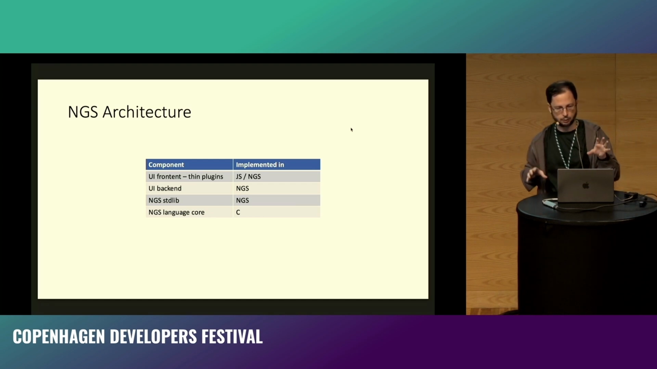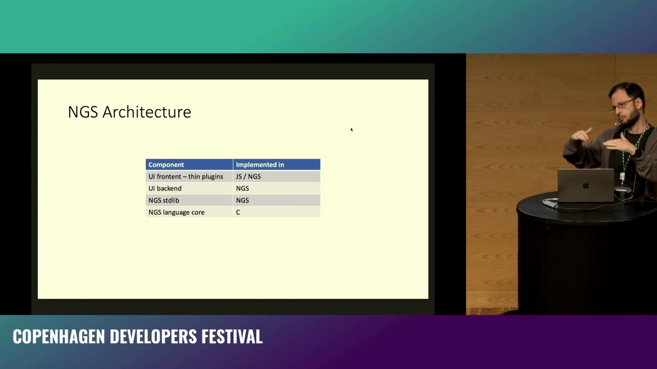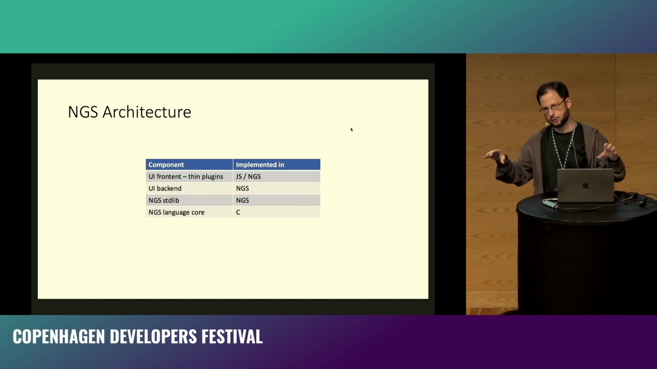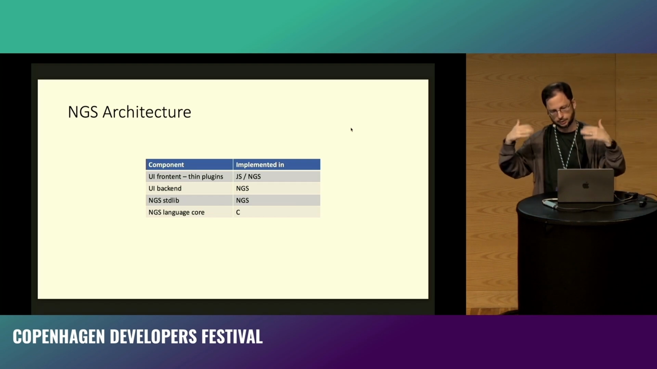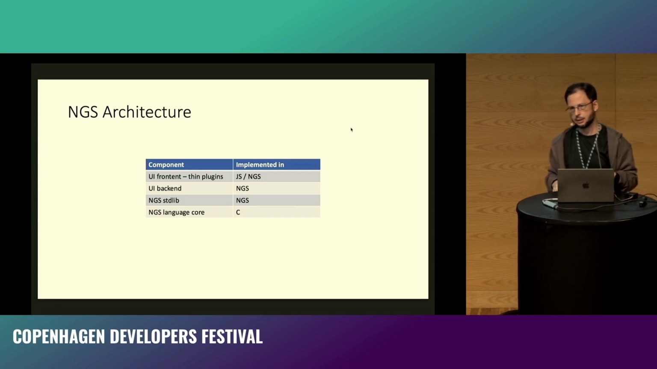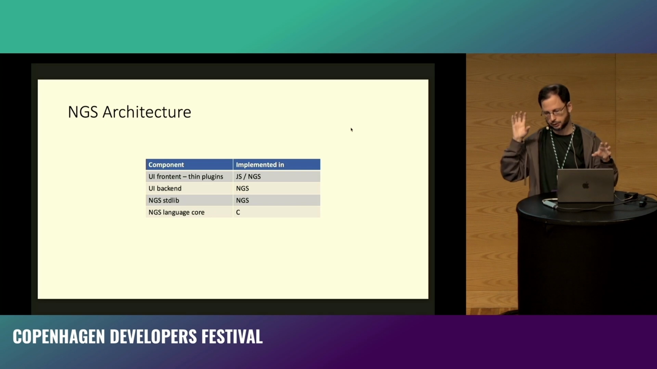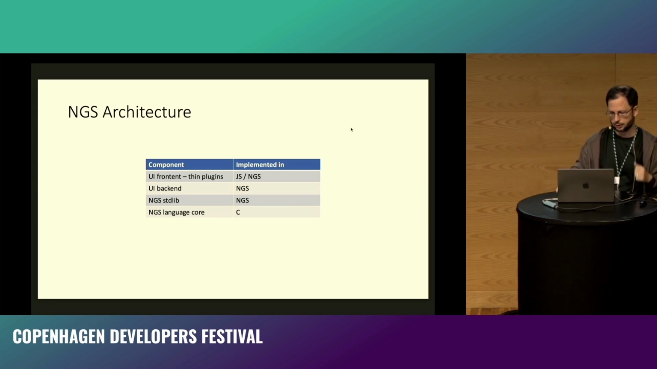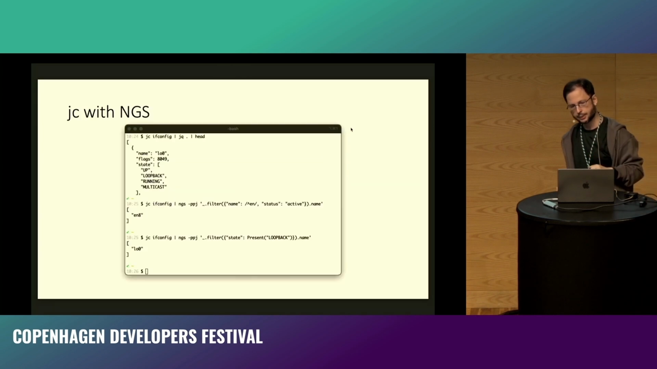It's one of the bizarre ways to represent architecture. So at the bottom, the core of the language is C. Then everything else above that is Next Generation Shell, except for the UI frontend. There should be two UI frontends, one for the web, one for the terminal. I'm working on the web. That would be a piece of JavaScript. Everything else would be NGS itself, NGS, the language.